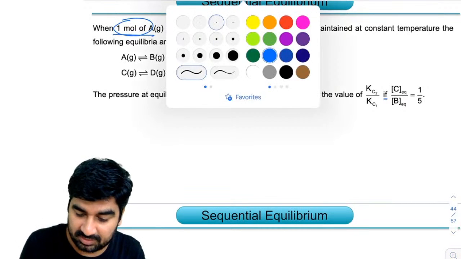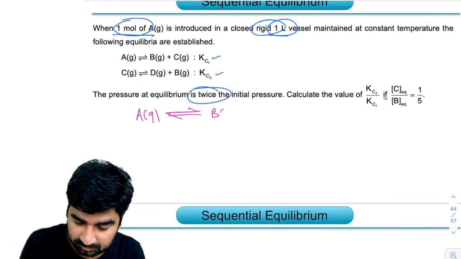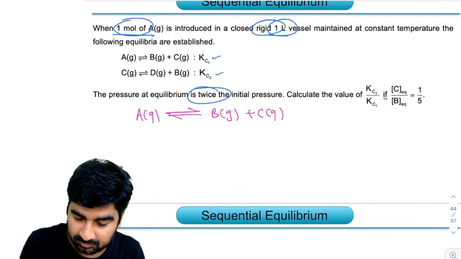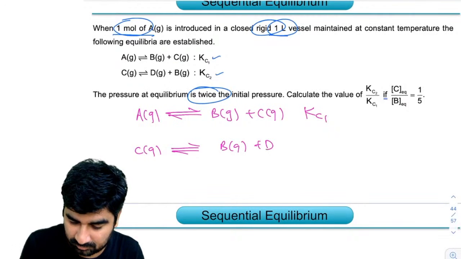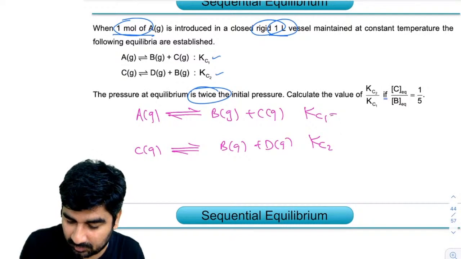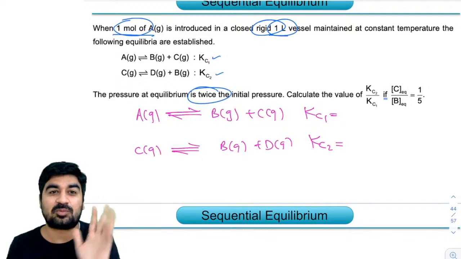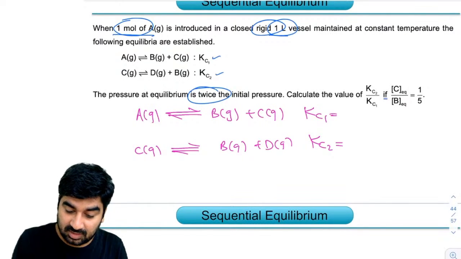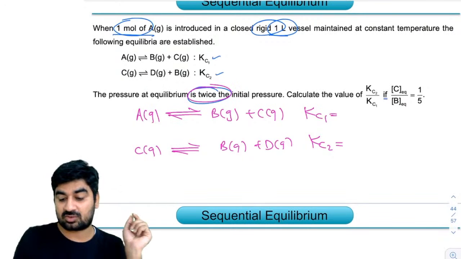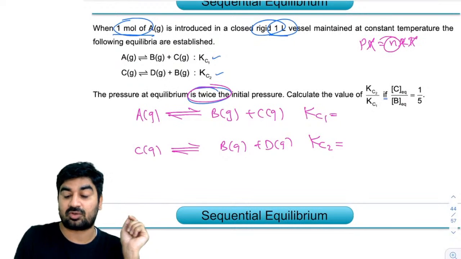If 1 mole is given, then I know that at equilibrium total moles are 2. How do I know that? Because initially pressure was 1 atm. Now the pressure is twice. If volume is constant, PV is equal to nRT. Volume is constant, R is constant, T is constant.